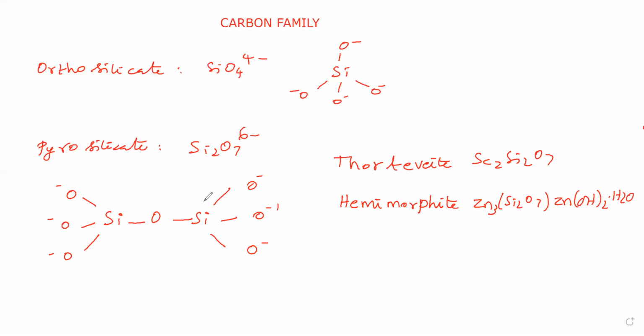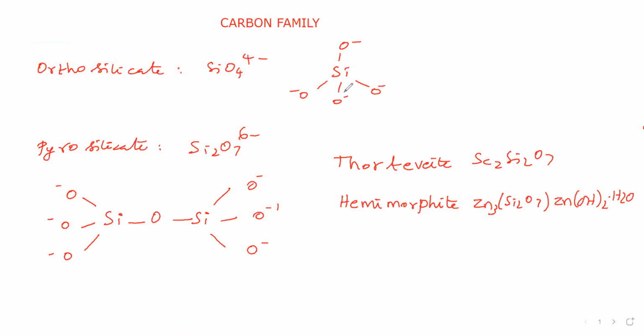So next we will take single chain silicates. In the silicates, the next type we will see is called single chain silicates. How the single chain silicates will be there, that we will see. Before coming to this, we will see this orthosilicate in another form. This structure we will write in another, simpler form.